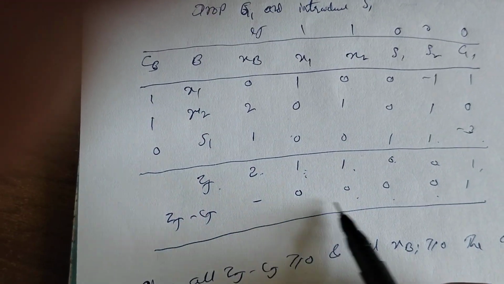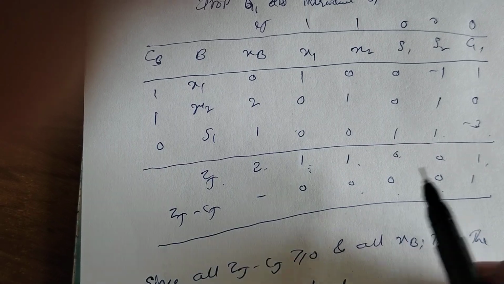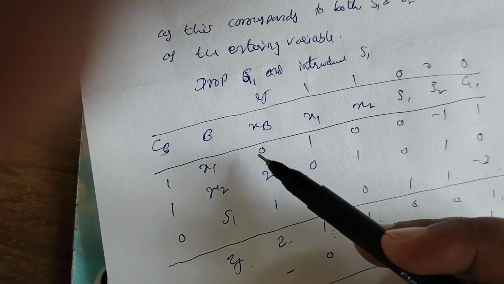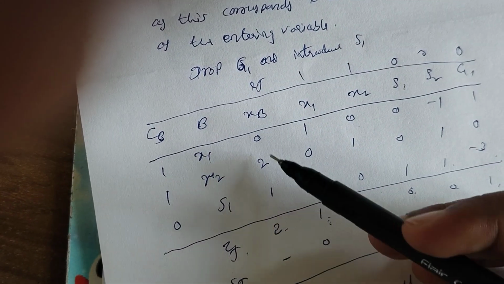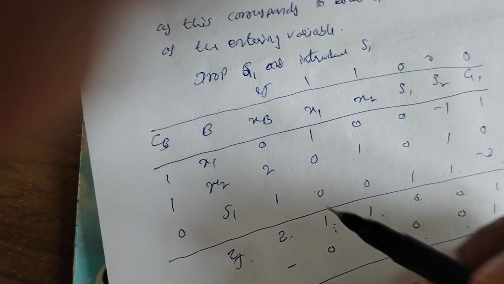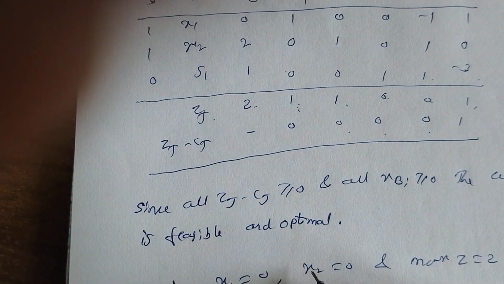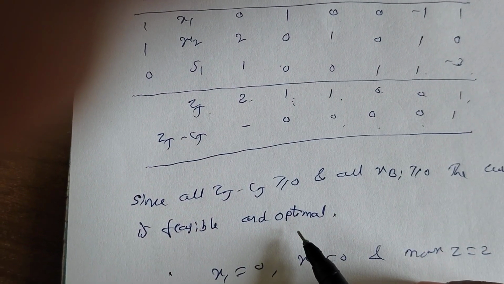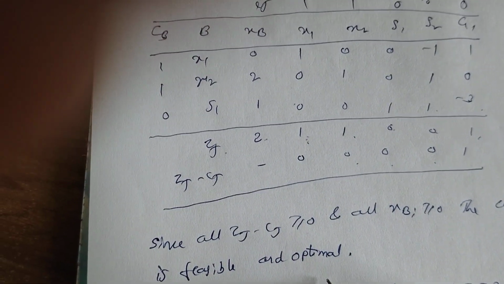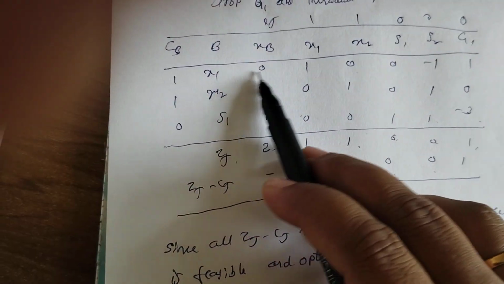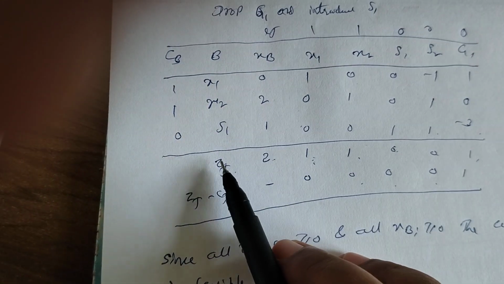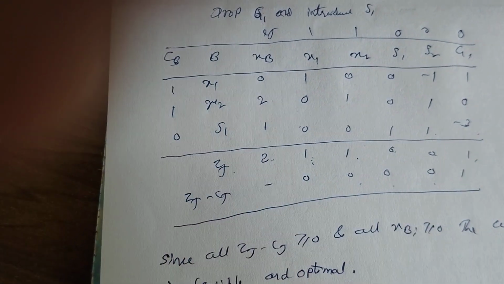So all the zj minus cj values are non-negative, and the second condition is that the basis values are all integers. So you can stop your process and write the conclusion. The current solution is a feasible solution, and we have reached optimality. The solution can be written as x1 equals 0, x2 equals 2, and maximum z equals 2. Thank you.